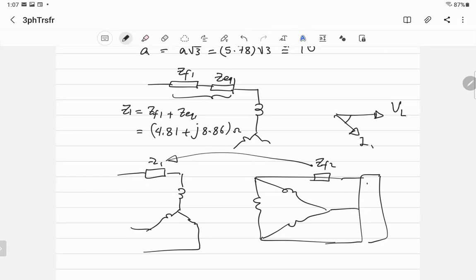When I'm moving here, I have to find the equivalent Y to delta first. Why? Because I'm going to make the transformer Y to Y, so I have to make the equivalent Y. When you make the equivalent Y, you get into some hassle, because the voltage here is line to line. When you go to delta, you go through an angle shift and magnitude change.